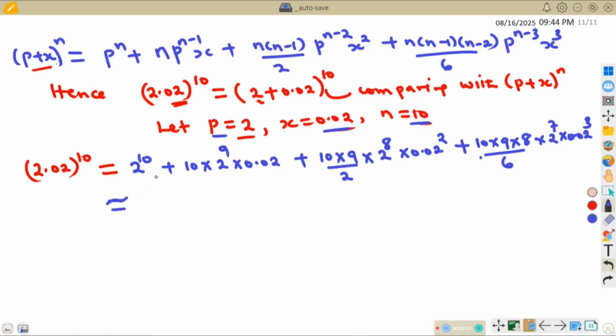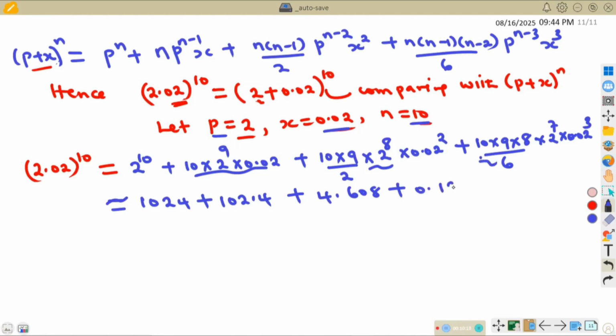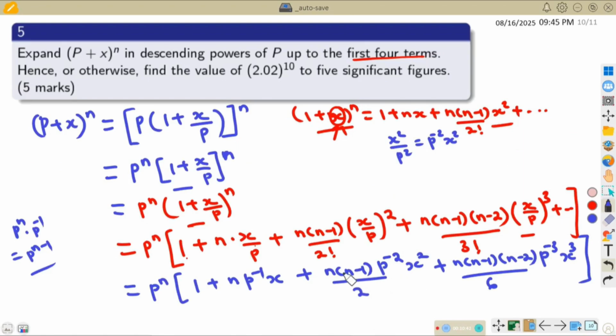So this will be approximately equal to this one, 2 to the power of 10, that is 1024, plus when you try to simplify this, it will be able to give us 102.4, plus when you try to simplify this, you'll get 4.608, and when you simplify this, you will get 0.12288. So this will be approximately equal to 1131.13088. So this is the expression we are getting, but remember, we need our answer to how many decimal?